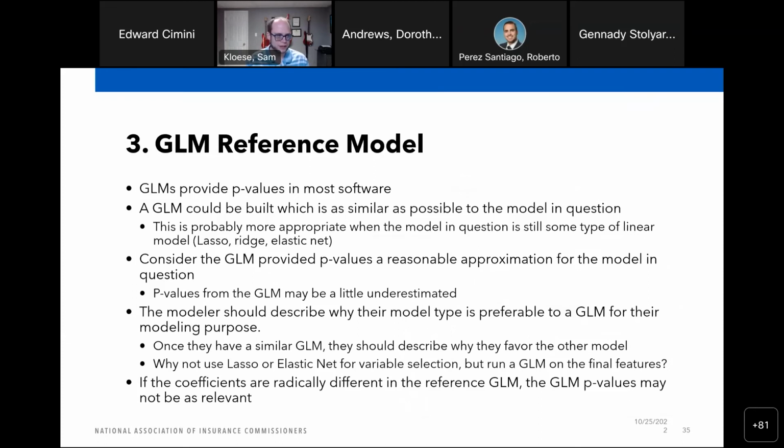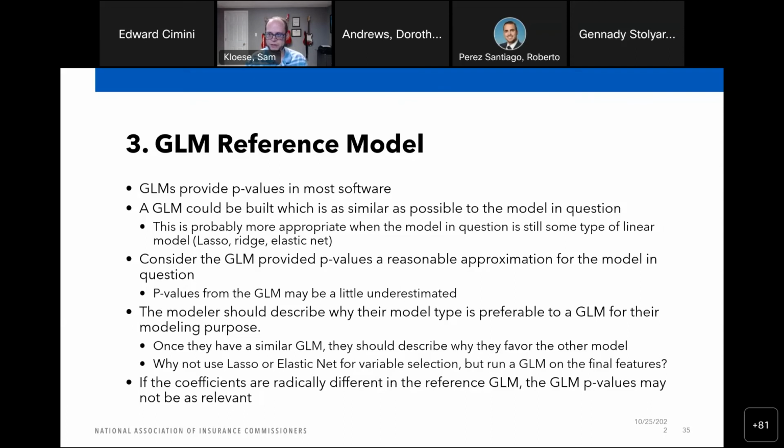The last potential idea is looking at a GLM reference model. GLMs provide p-values in most software, and a GLM could be built which is as similar as possible to the model in question. This is probably more appropriate when the model in question is still some type of linear model, so one of the penalized regressions that Roberto talked about earlier, like lasso, ridge, or elastic net. Most of my examples have been elastic net. And you could consider the GLM-provided p-values as a close approximation for the model in question, although they may be a little underestimated.